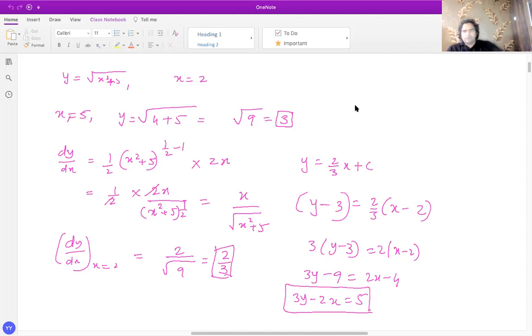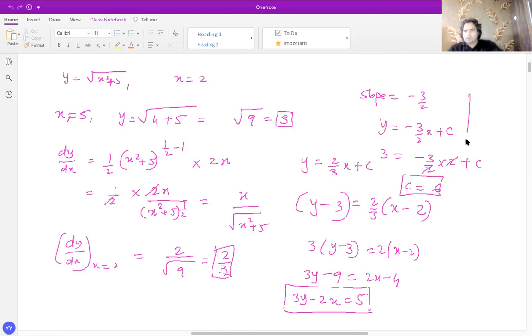Now, for the equation of normal, you need to take the negative reciprocal of the slope. So the slope of normal will be negative 3 over 2, so y equals negative 3 over 2 x plus c. Then you plug in the x coordinate as 2 and y as 3. So 3 is going to be negative 3 over 2 times 2 plus c. 2 and 2 cancel, and you get c as 6. So the equation of normal that you get is y equals negative 3 over 2 x plus 6. That's how you find the equation of tangent and normal.